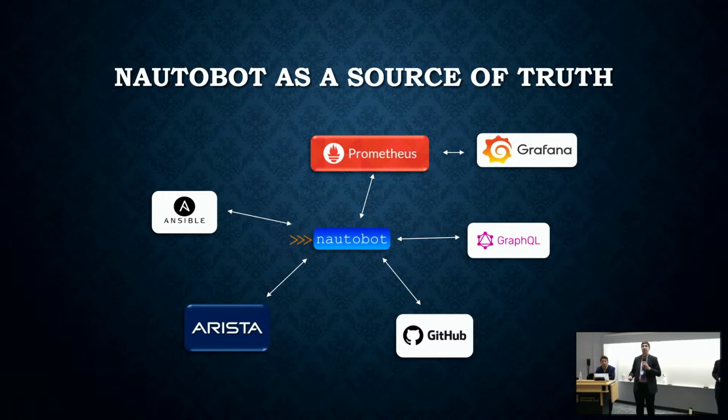So for Prometheus, in order to figure out what its targets are and find all of the devices on our network, it reaches out to Nautobot to get that list of devices and the targets that can then be graphed in Grafana. So I'm going to hand it over to Drew now to talk a bit about our pipelines.